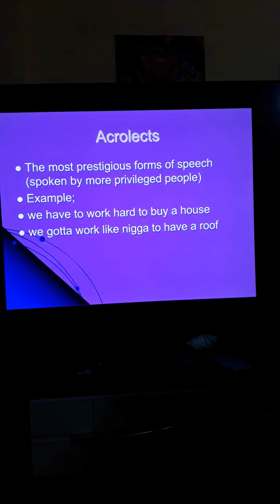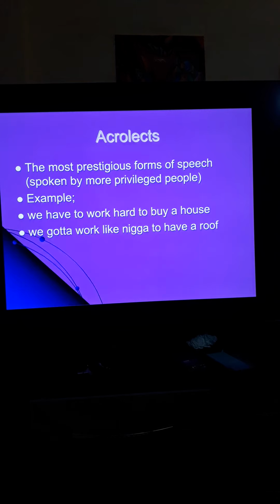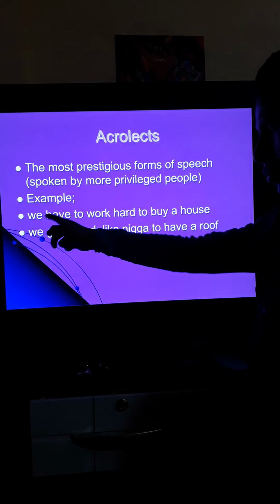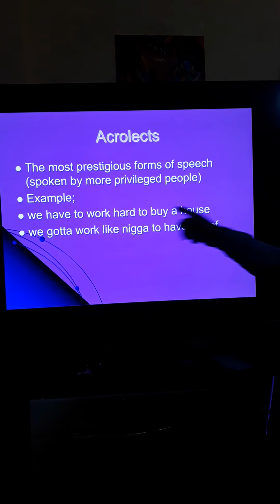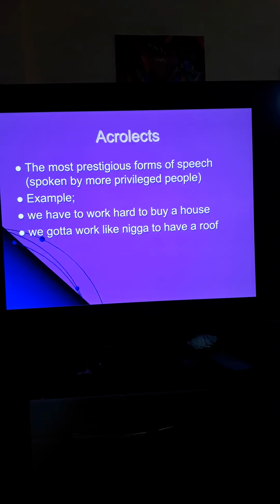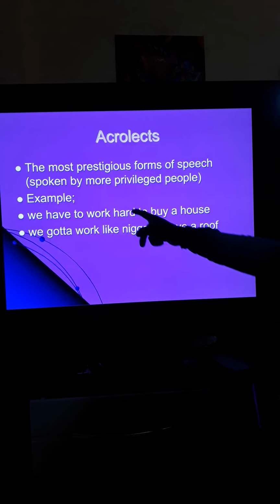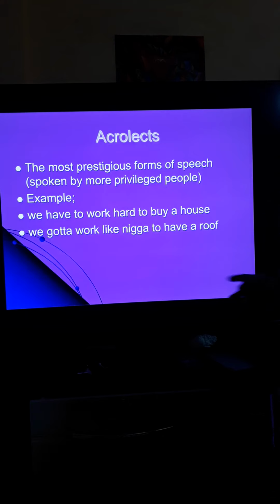And acrolect. What's an acrolect? The most prestigious form of speech. For example, here we have an example: "We have to work hard to buy a house." This is an acrolect, a way in which we can talk in a formal way. And here: "We gotta work like crazy to have a roof." This is an informal way in which we can speak. Now, this is a basilect, this is an acrolect.